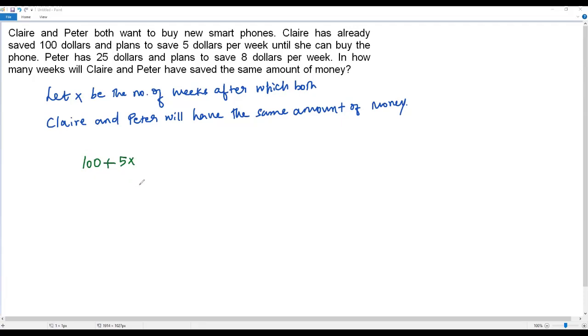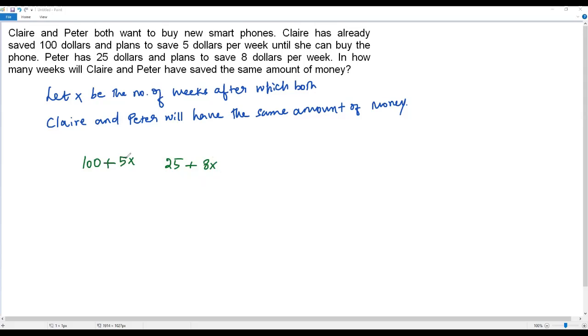Now let's find the total money Peter will have after x weeks. Already Peter has $25. Let me write 25 over here. He is going to save $8 per week for x weeks. To find the total money saved by Peter in the next x weeks, we multiply the amount saved in 1 week, that is $8, by the number of weeks x, and I get 8x. This 8x represents the money saved by Peter in the next x weeks, and this is the money he already has. When we add them, this is the total money Peter will have after x weeks: 25 + 8x.